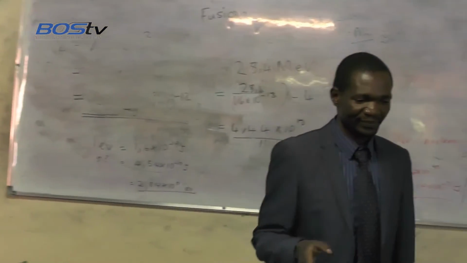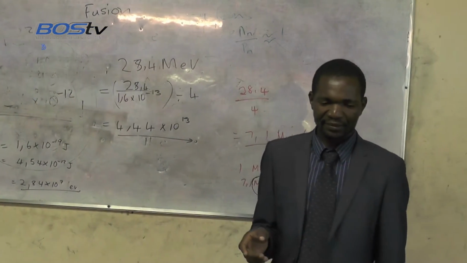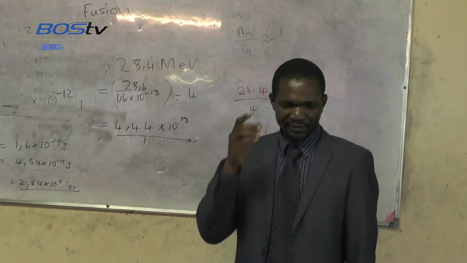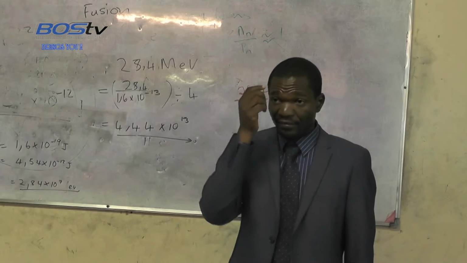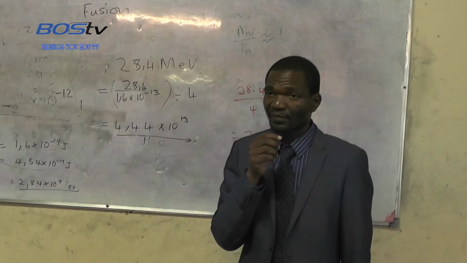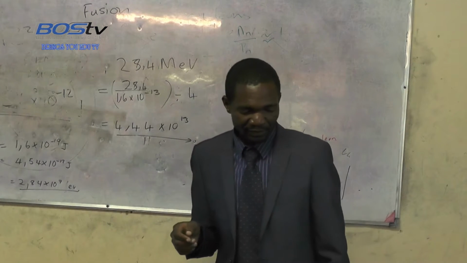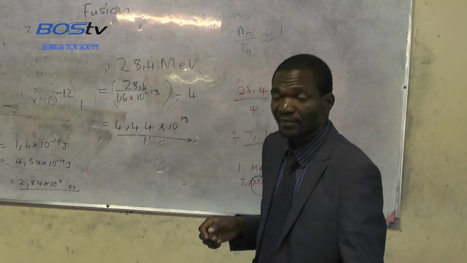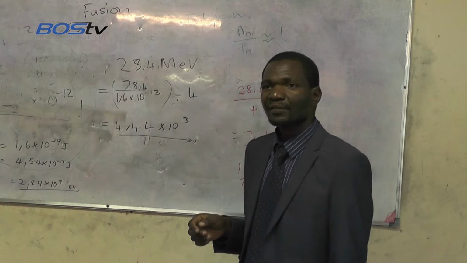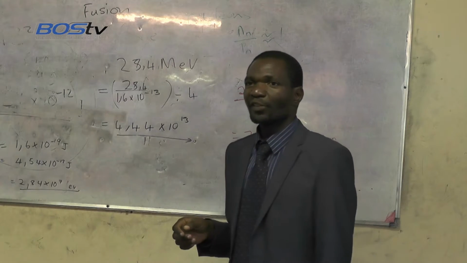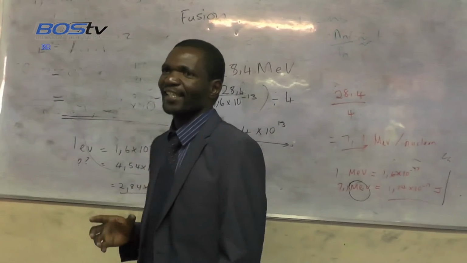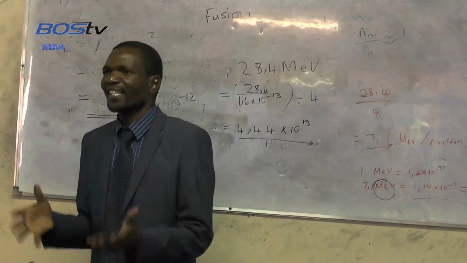For fusion to take place, I think we need high pressures for the nuclear particles to come closer together, and then high temperature for overcoming the repulsive forces, which is the positive nuclear charge. Thank you very much. As a follow-up to your answer, let's just move together as a class.